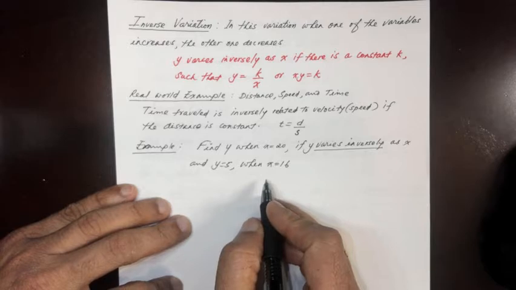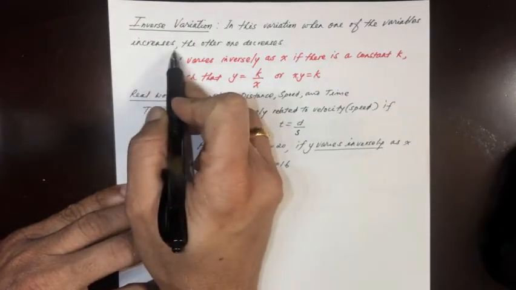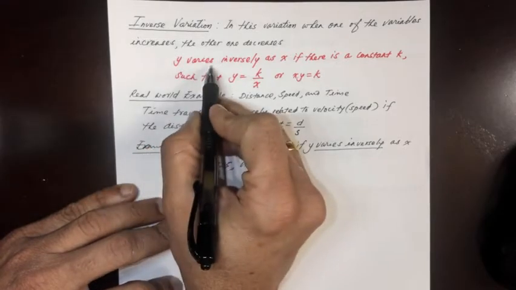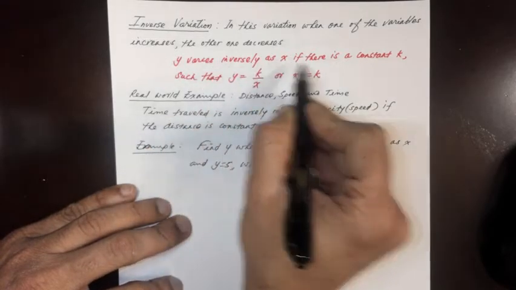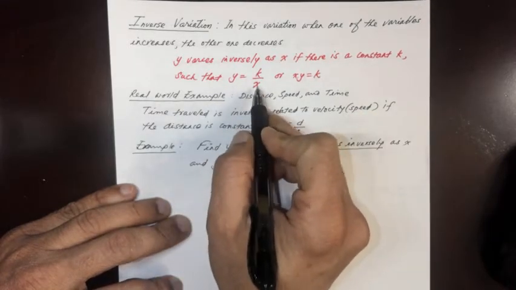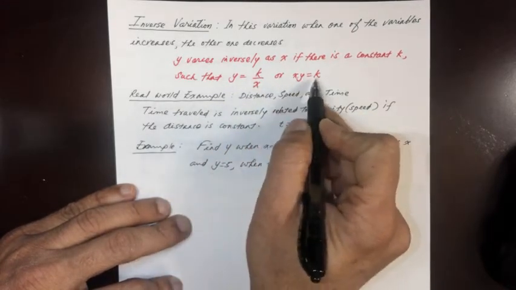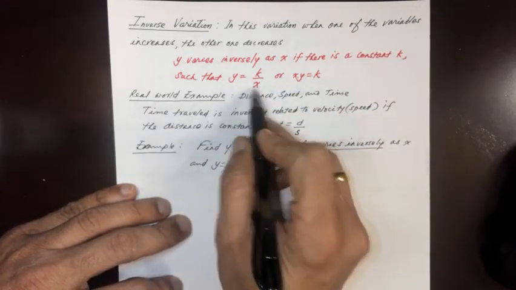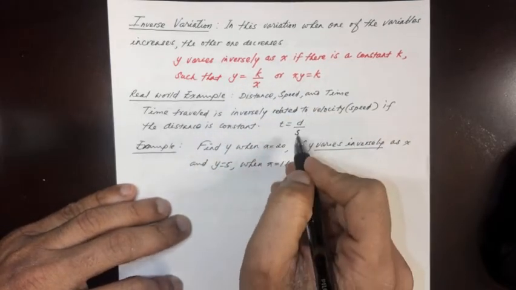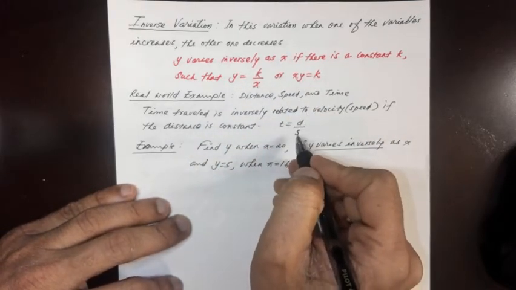Inverse variation. In this variation, when one of the variables increases, the other one decreases, or y varies inversely as x if there is a constant k such that y is equal to k over x, or xy equal to k. So these are the two relations that we are going to use to do the problems under inverse variation.